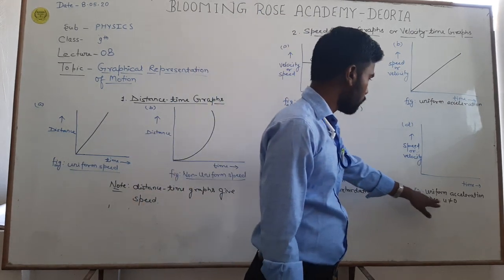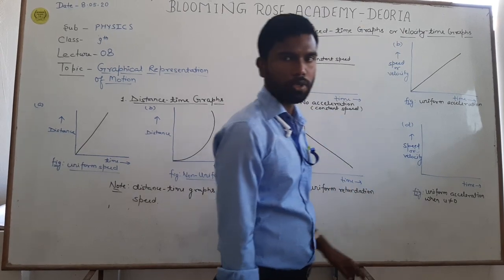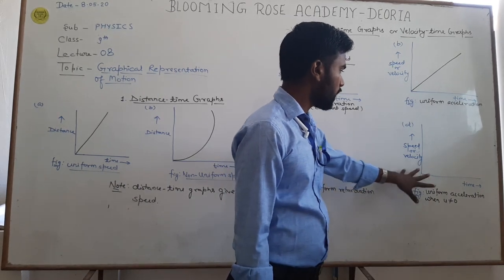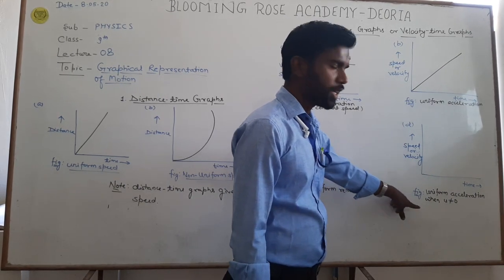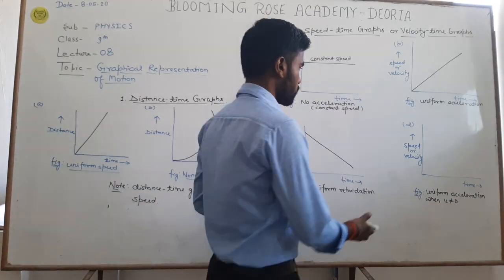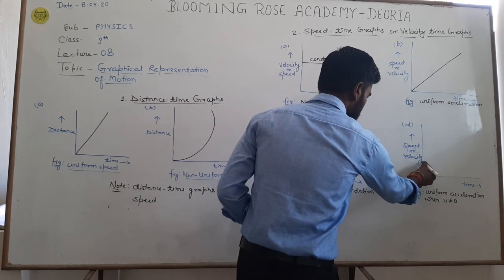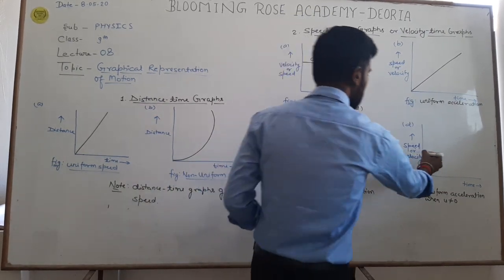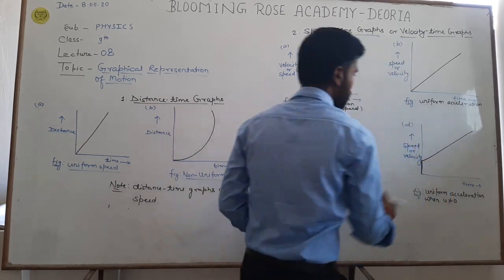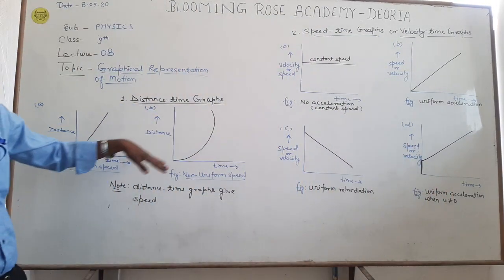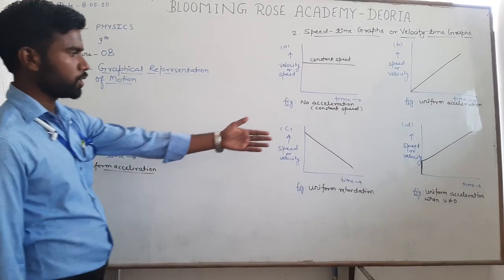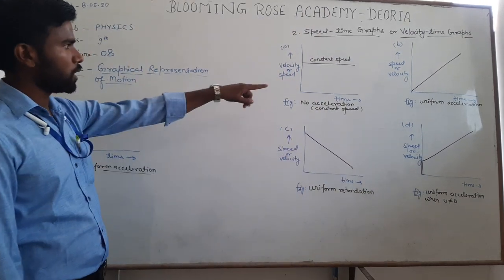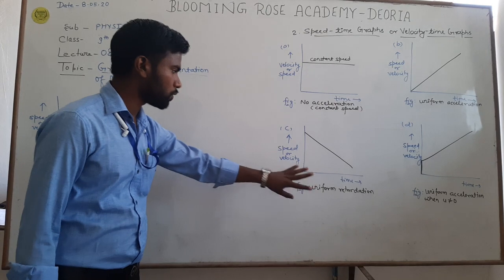Now the uniform acceleration when u is not equal to 0, as you know u is the initial velocity. What is the graph of uniform acceleration when the initial velocity is not 0? Here you can see we have taken some initial velocity, after that uniform acceleration, and the graph is like this. So there you can see uniform acceleration when u is not equal to 0. Here we have uniform acceleration, no acceleration and uniform retardation.